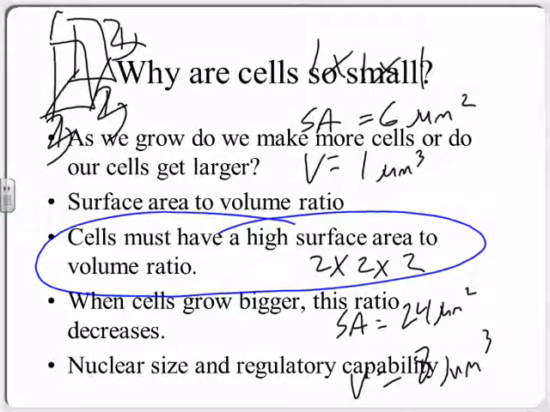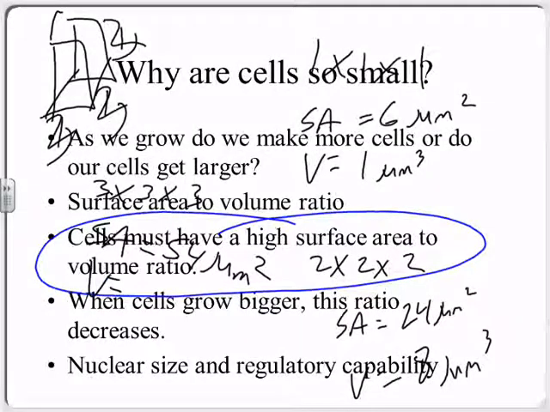3 by 3 by 3. In a 3 by 3 by 3 cell, the surface area is going to be 3 times 3, 9, times 6, 54. So our surface area is 54 square micrometers. Our volume is going to be what? 3 times 3 times 3, 27. Which means our ratio of surface area to volume is going to be what? 2 to 1.